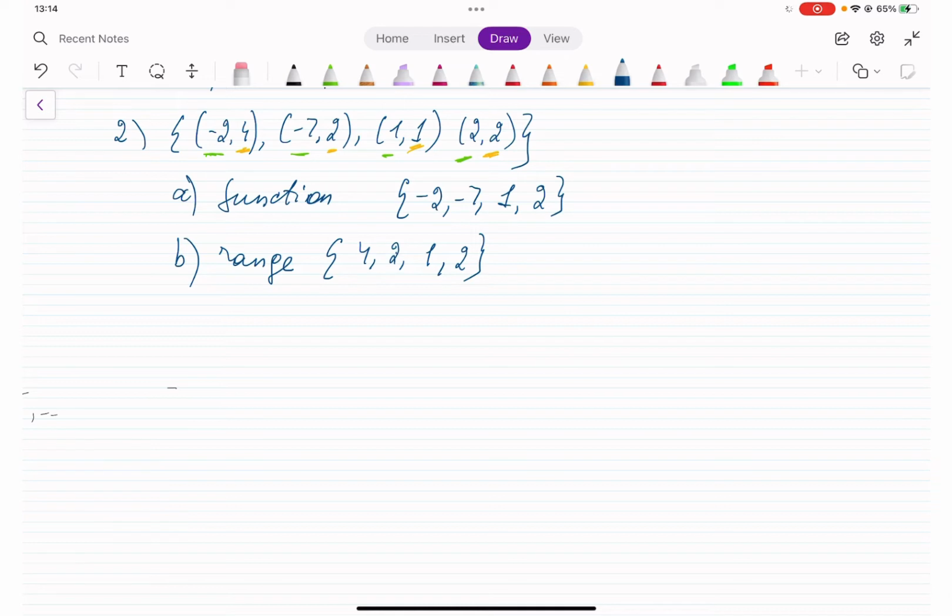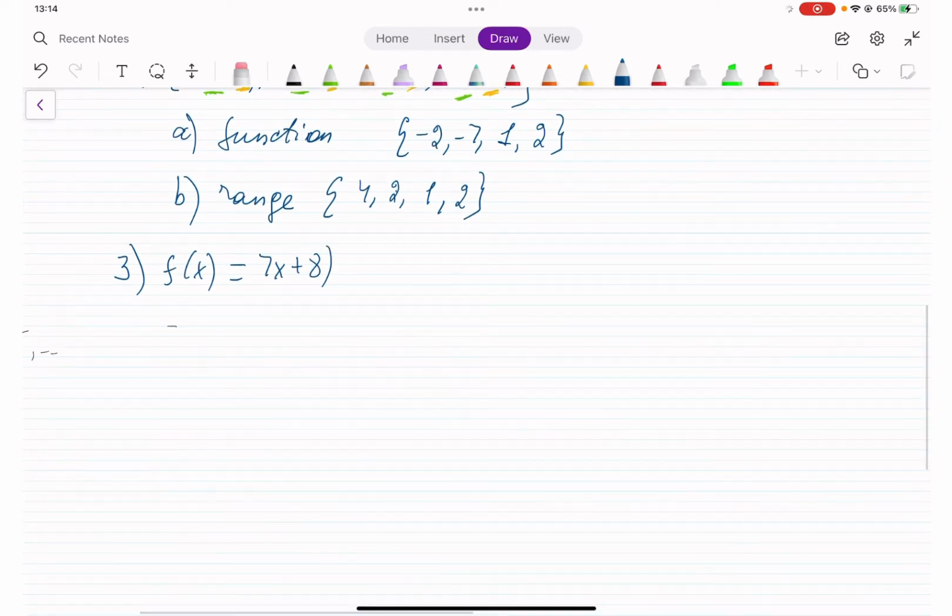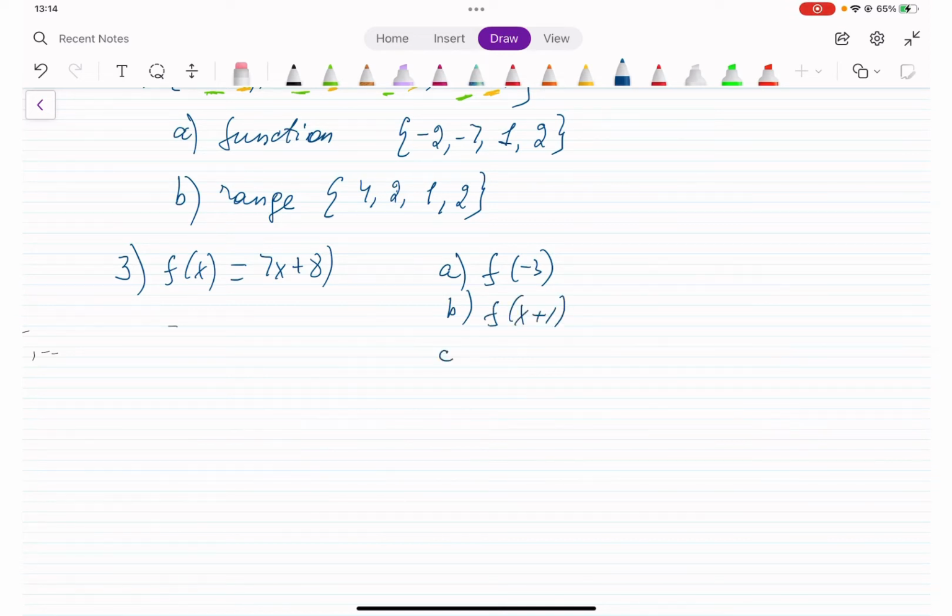Okay. Question number 3. So, evaluating a function, we have f of x equals 7x plus 8. And we need to evaluate a, f of negative 3, b, f of x plus 1, and c, f of negative x.